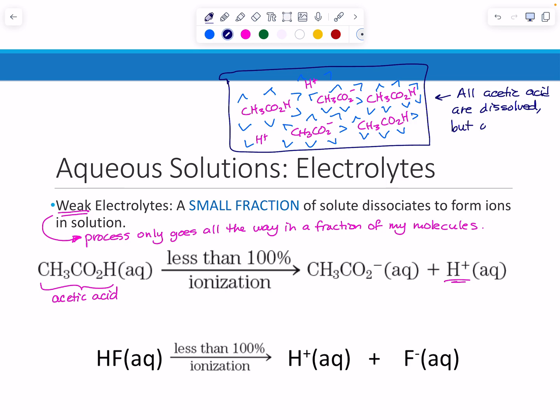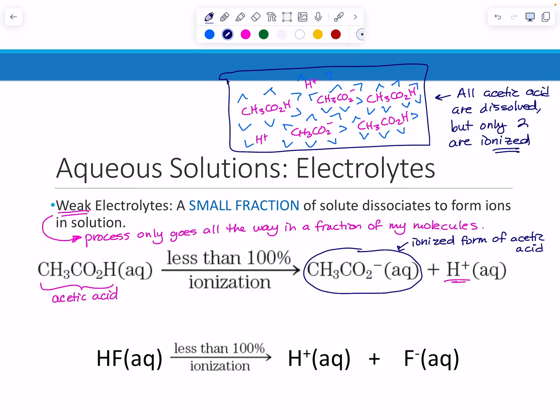But only, in this example, 2 are ionized. And again, this is the ionized form because it is now an ion of acetic acid. Something that's really important to keep straight is being dissolved versus an electrolyte being ionized.